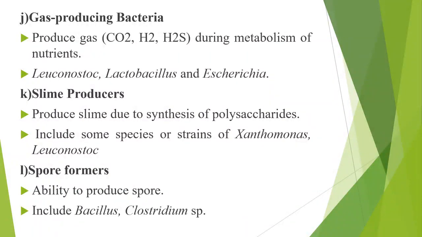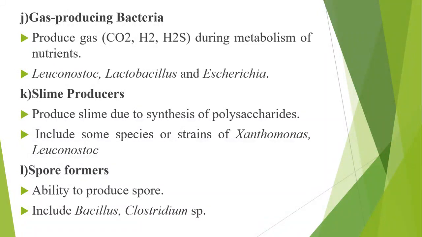Next is the gas producing bacteria. These are the group of bacteria that have the ability to produce gases like carbon dioxide, hydrogen sulfide, etc. during the metabolism of different nutrients present in the food items. Examples are Leuconostoc, Lactobacillus, Escherichia, etc. So gas producing bacteria metabolize the nutrients of the food items with the liberation of gases like carbon dioxide, hydrogen sulfide, etc. If a food item is contaminated or spoiled by this group of microorganisms, the symptom is the formation of bubbles on the surface of the food item.